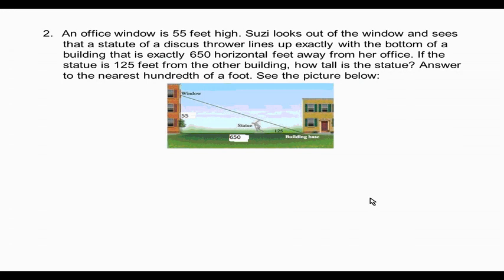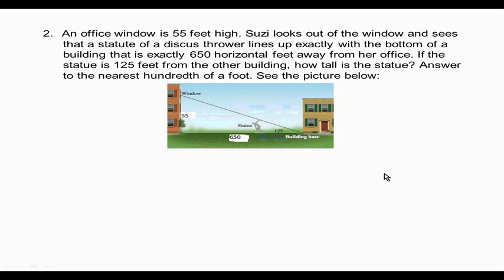Number 2. An office window is 55 feet high. That's what this is right there. Susie looks out the window and sees that a statue of a discus thrower, right here, lines up exactly with the bottom of a building that is exactly 650 horizontal feet away from her office. So this is her office building. This distance right here is 650 feet. If the statue is 125 feet from the other building, so this distance right here is 125 feet, how tall is the statue? Answer to the nearest hundredth of a foot.